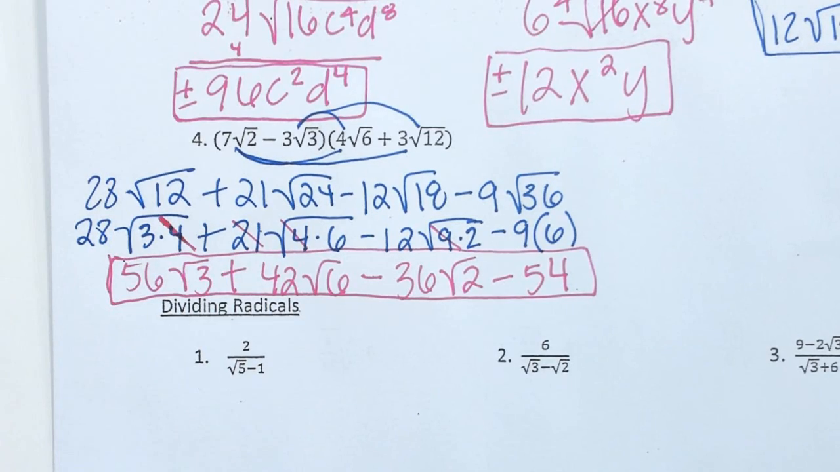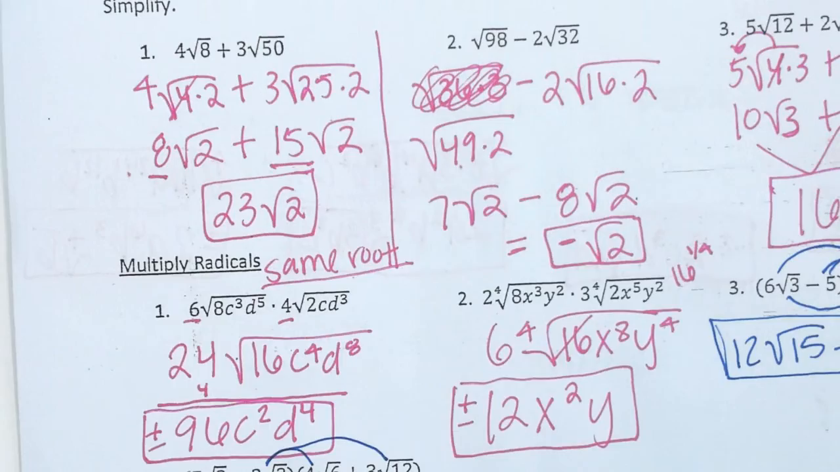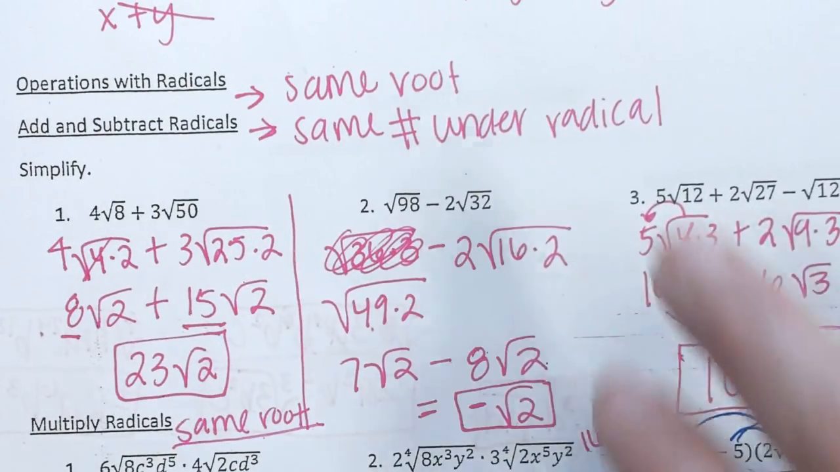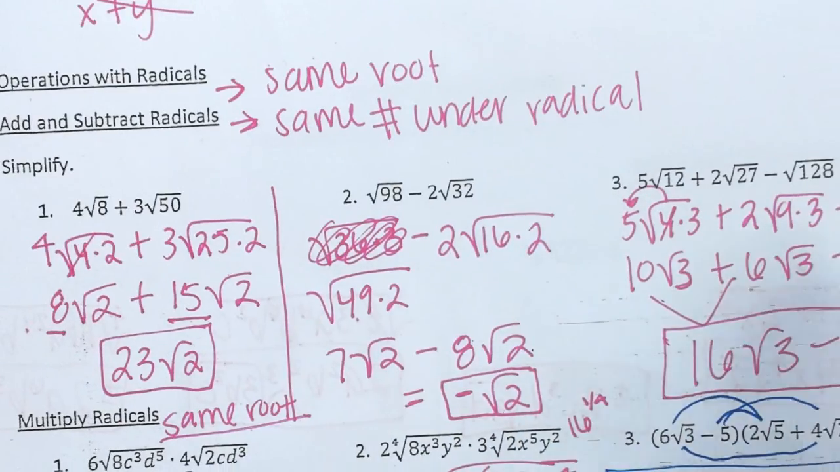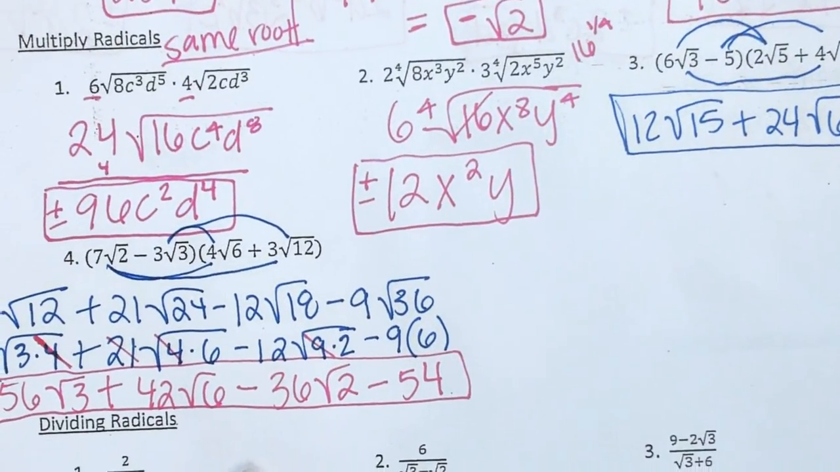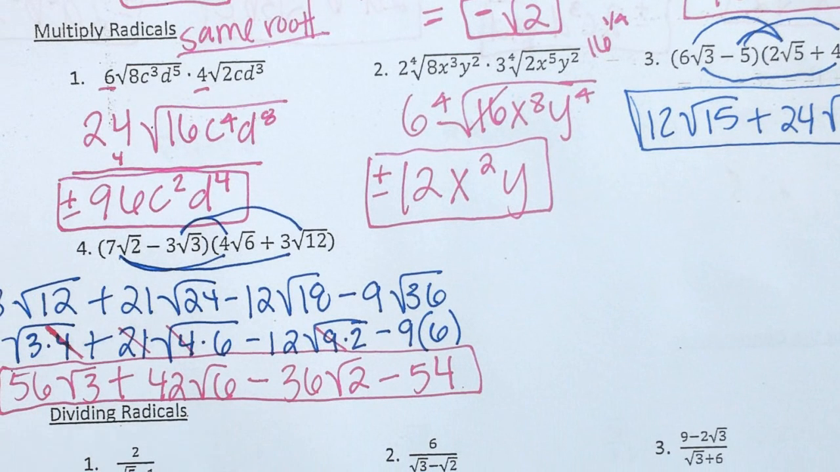Alright, so what's going to happen tomorrow, as soon as you come in, you'll have a checkpoint on adding, subtracting, and multiplying radicals. That's what we just did. Remember, to add and subtract, they have to have the same root, same thing underneath the radical. When we multiply, they just have to have the same root. Tomorrow we'll learn how to divide radicals and rationalize the denominator. Y'all have any questions about this?